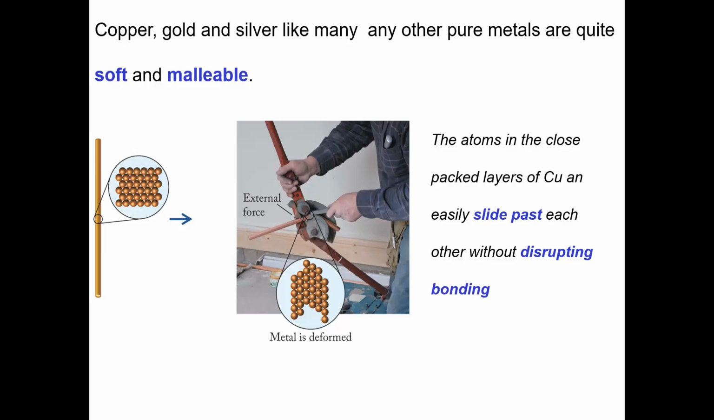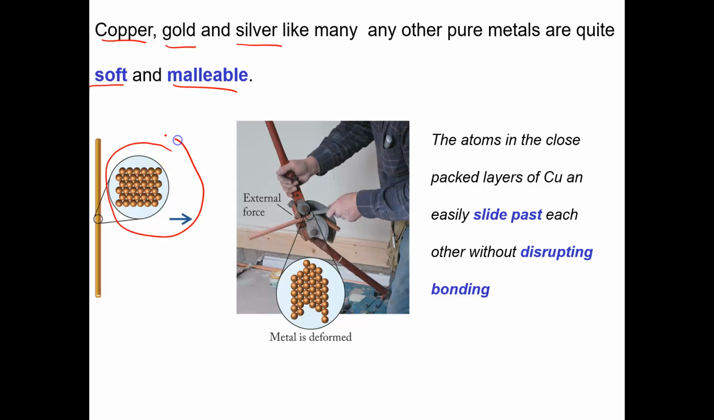So the crystalline structure of metals explains many of their properties. Copper, gold, and silver are well known for being quite soft and malleable. You can bend gold and silver and copper with your hands. It's why we like to make piping out of copper, because it's easy to bend around a corner. Now, this makes sense as to why copper would be easy to bend.